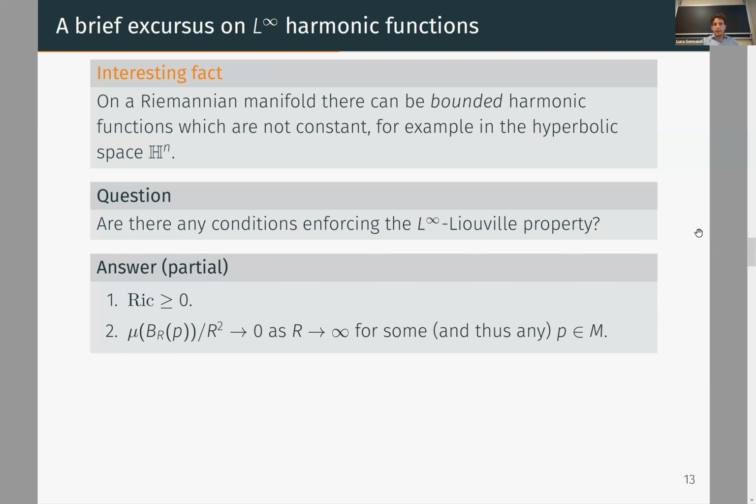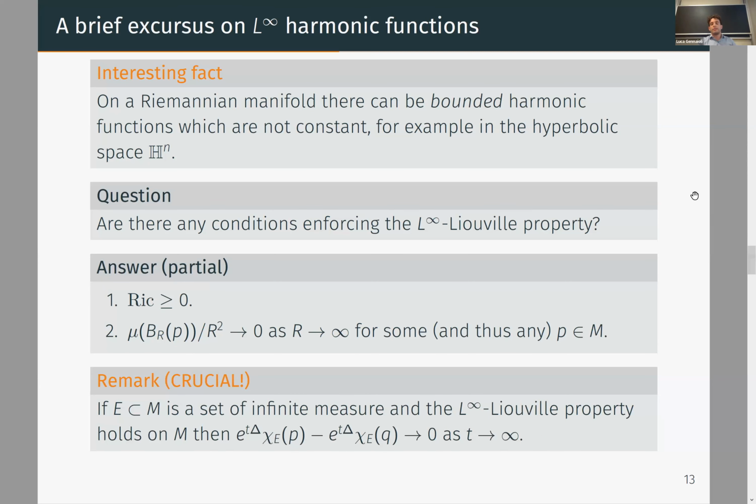So yeah, we were saying the L infinity Liouville property is enforced by non-negative Ricci curvature or by the volume growth. The second one is a proof due to a Caccioppoli type inequality, basically, which forces the gradient of any bounded harmonic function to be 0. And well, of course, that's nice.